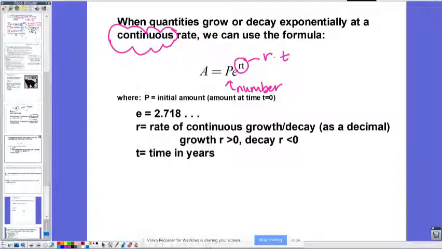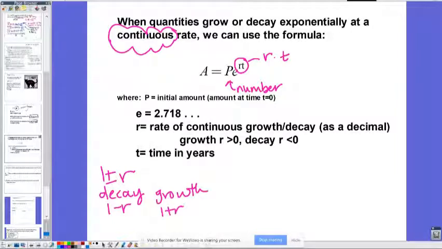P is the initial amount. Time starts from 0. One of the big differences here is that growth and decay are different. Like when we use the 1 plus or minus r, if it was a decay, we use 1 minus r, and if it was growth, we used 1 plus r. In the case of PERT, growth is numbers bigger than 0, and decay is negative numbers or numbers less than 0. So it's kind of like the big thing to remember with PERT.